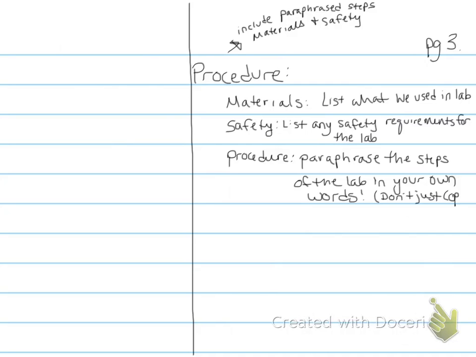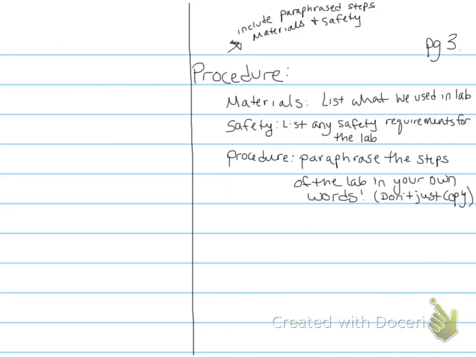And then with the procedure, you want to paraphrase the steps of the lab in your own words. Please do not just copy. My favorite saying here is you learned how to copy in first grade, and you perfected those copying skills in first grade. You don't need to do it now. So make sure that those procedures are written in your own words. So you're probably going to want to go ahead and pause the video here and write your materials, your safety, and list out your procedures.